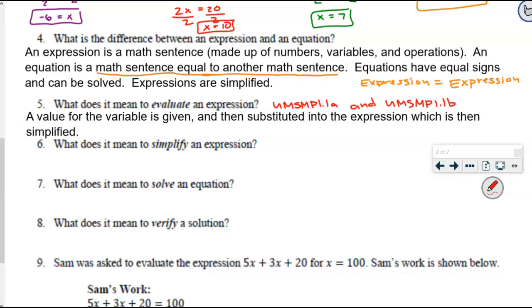Yeah, basically, we're making it less complex. How exactly do I do that? How do I simplify? If I'm making it less complex, what are some of the things that I'm doing? Daxton?